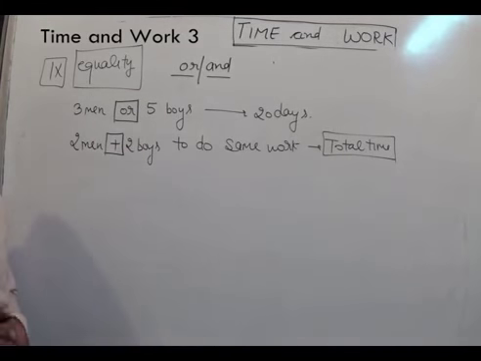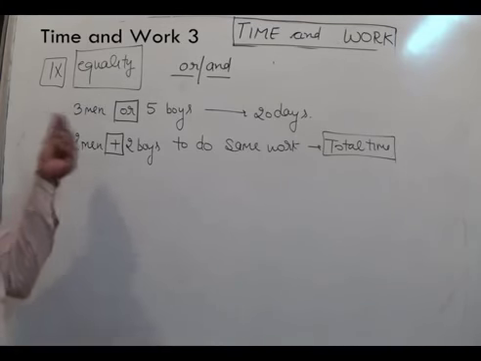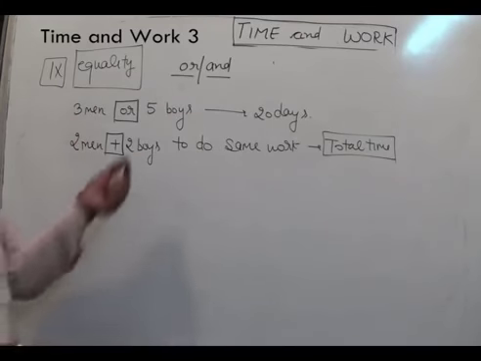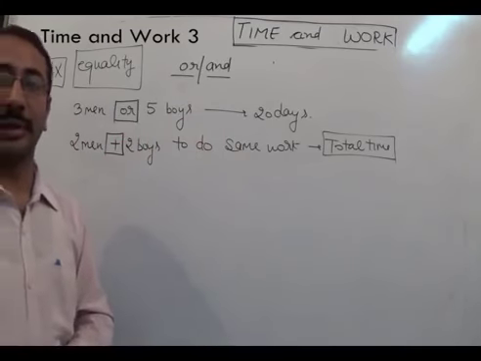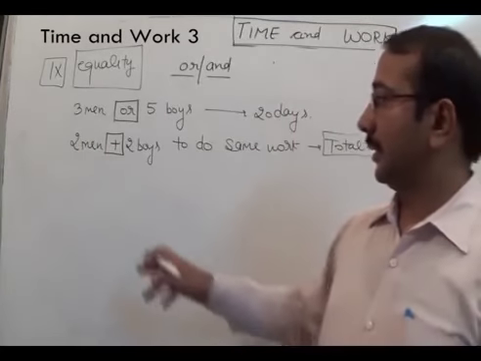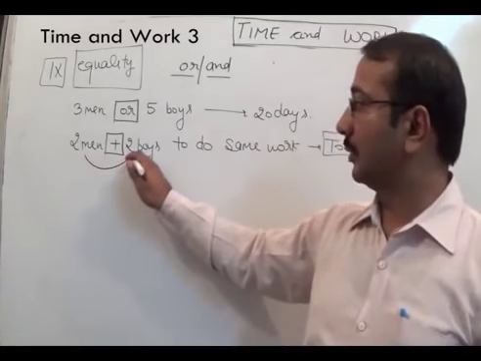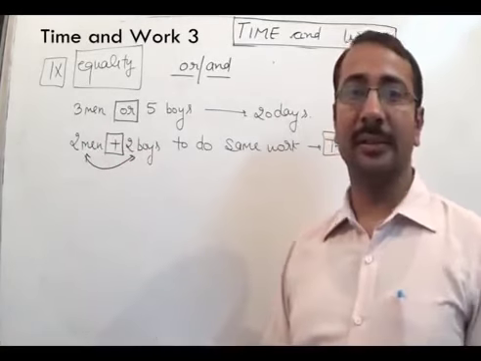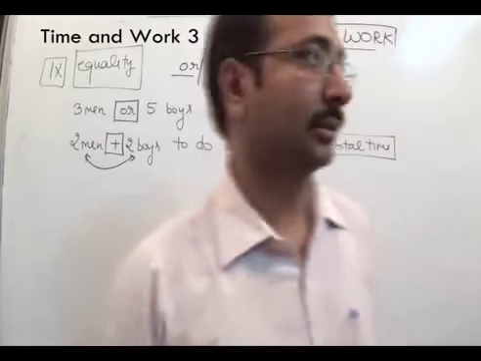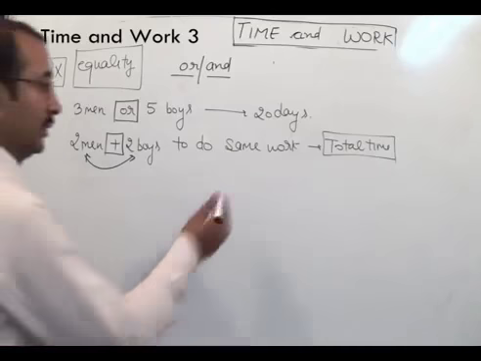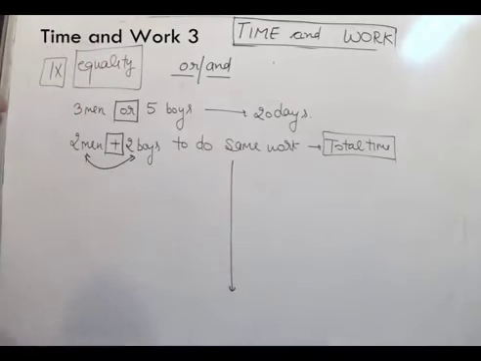So we know what is the meaning of the term "or"? It simply means 3 men can do the work in 20 days alone. 5 boys will also take 20 days to do the work alone, right? But in the answer, I have to find out 2 men and 2 boys, which means now they are working together. That is "and". We have 2 approaches in answering these types of questions. The first approach is very simple.